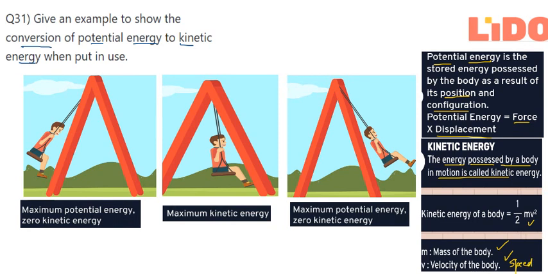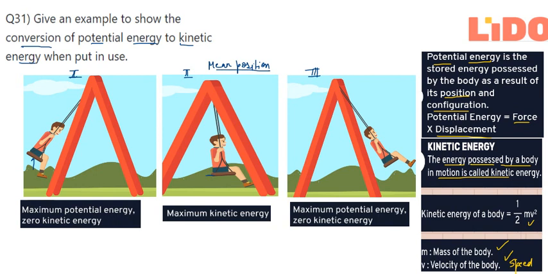Now let's look at this example. So we have a very happy boy swinging in this swing, right? There are three cases, as you can see. We will study each of these details. In case 1, the boy is at a certain height. Let's say case 2 is the mean position, that is, the general position of the swing, right?